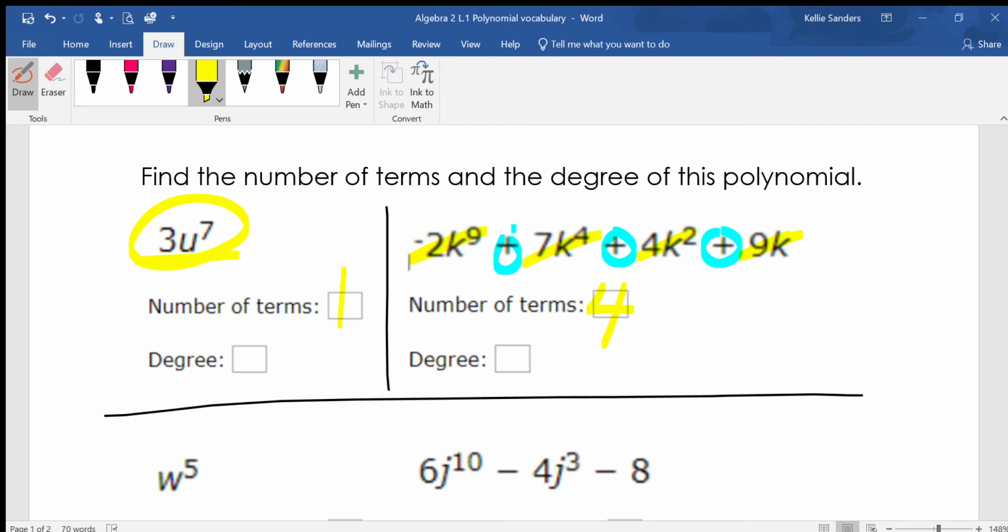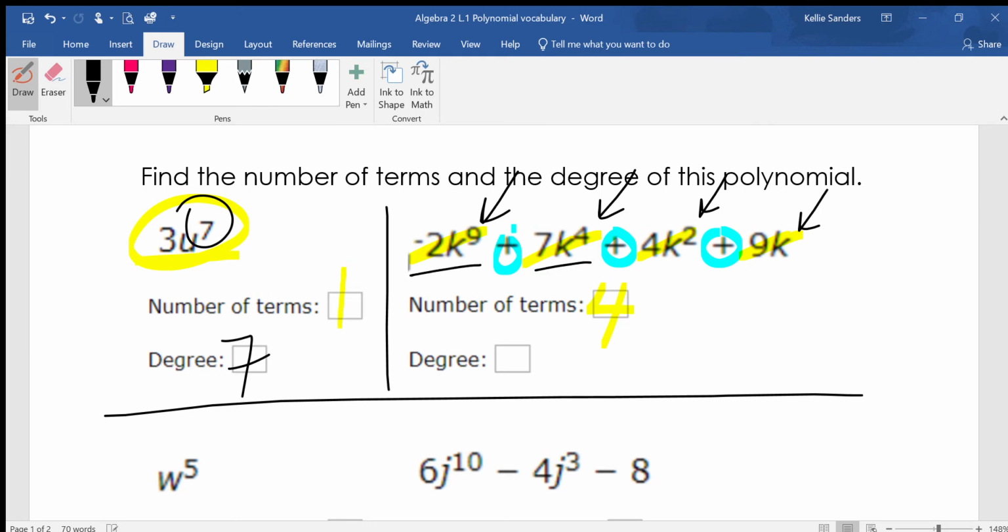Now the degree is how many exponents, or all the exponents added together, in what makes the largest number. So in this case, your exponent is 7, so it's just 7. This exponent is 9, this exponent is 4, this exponent is 2, and this exponent is 1. So this term has 9 exponents, basically. This term has 4 exponents. This term has 2 exponents, and this term has 1 exponent. So the biggest number is 9.